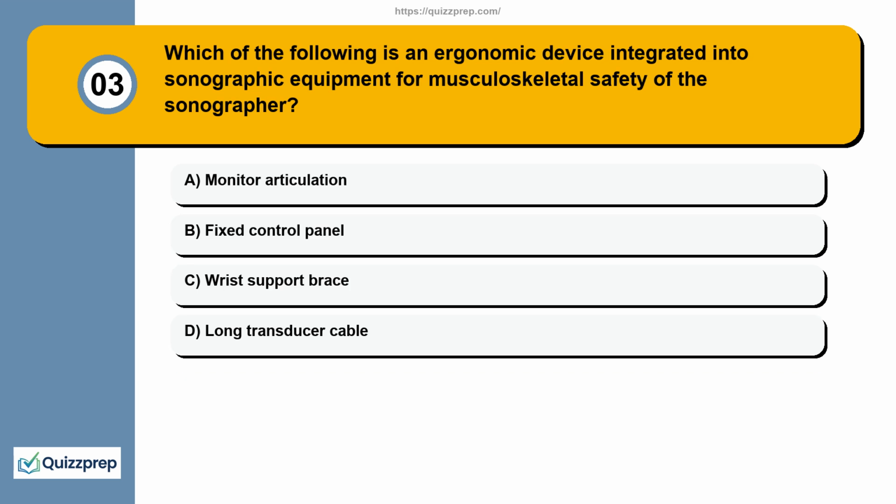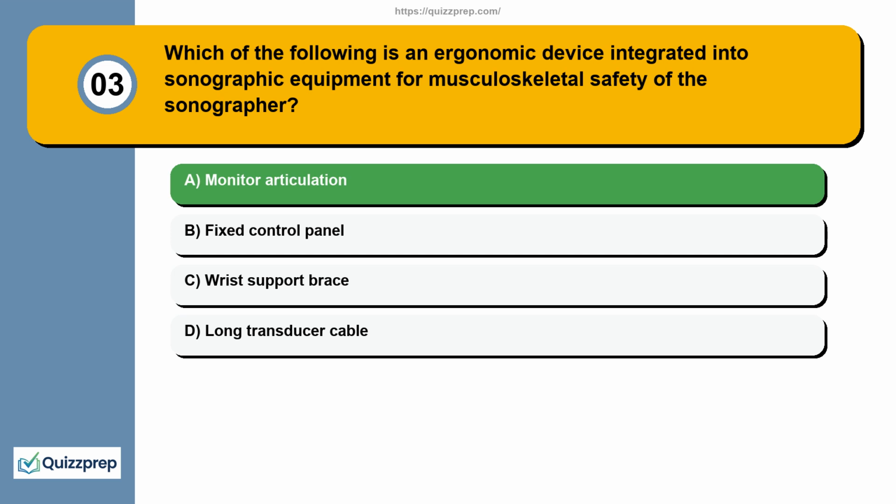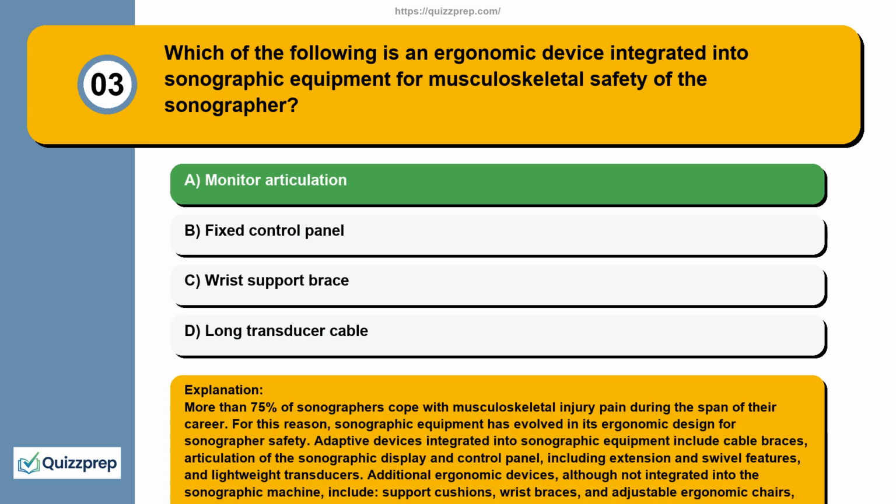Question 3. Which of the following is an ergonomic device integrated into sonographic equipment for musculoskeletal safety of the sonographer? Monitor articulation, fixed control panel, wrist support brace, long transducer cable. More than 75% of sonographers cope with musculoskeletal injury pain during the span of their career. For this reason, sonographic equipment has evolved in its ergonomic design for sonographer safety.